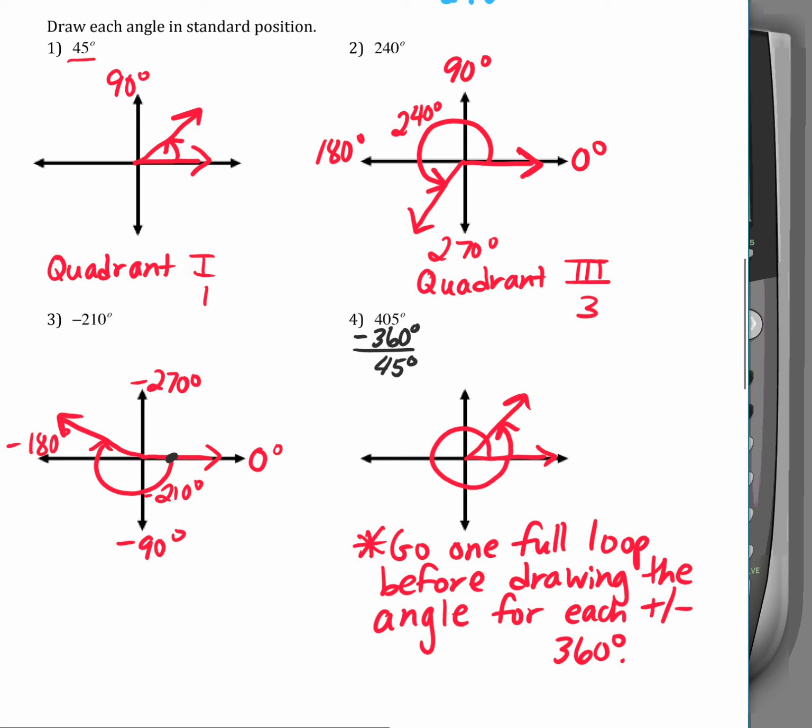So we're going to stop this video here. In our next video, we'll look at this a little further algebraically and talk about something called coterminal angles.